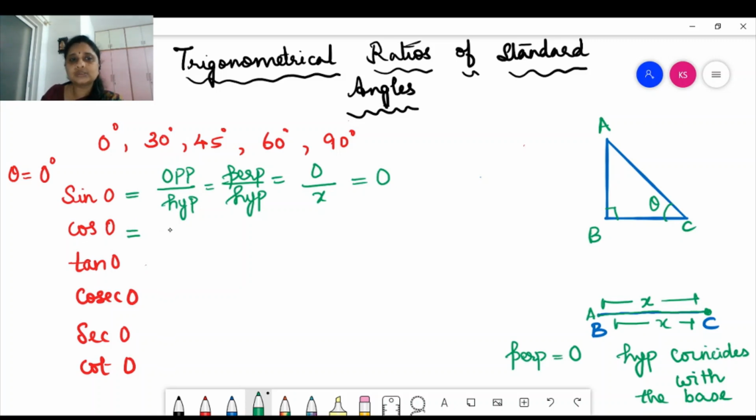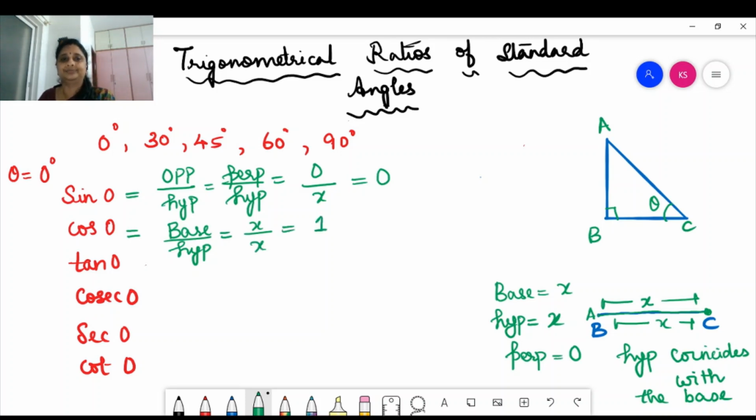So what is cos 0? Cos theta is nothing but the adjacent or the base divided by the hypotenuse. Now what is the base? We have taken the base to be x and the hypotenuse. Both are going to be equal because they're coinciding with each other basically, right? Because the angle between them is 0. So the hypotenuse is also going to be x. So base by hypotenuse is x by x. That is nothing but 1.